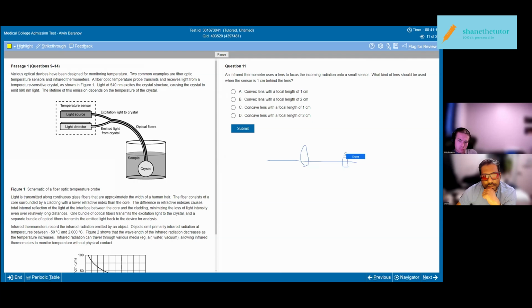This is the sensor. This would be the object distance, image distance.